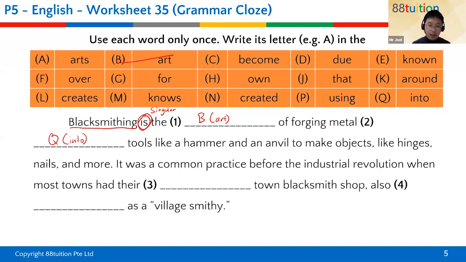It was a common practice before the Industrial Revolution. That's why now it's very rare to find true blacksmiths. The Industrial Revolution was when we started to mechanize everything and use machines to make our products instead of relying on these blacksmiths. Now, it's a good thing.